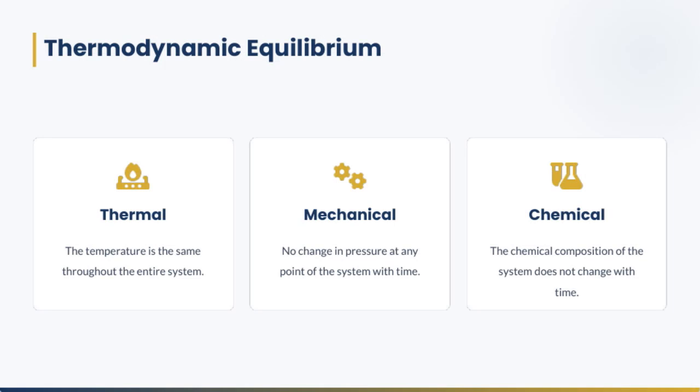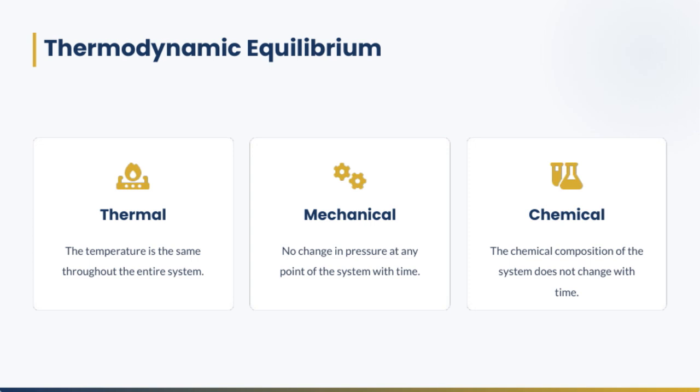Let's talk about thermodynamic equilibrium. At this stage, the chemical composition of the system remains constant over time. That means no new reactions are occurring, and the types and amounts of substances stay the same. Moving on, mechanical equilibrium also implies that the pressure at any point within the system doesn't change with time. This stability is crucial for understanding how systems behave when they're in equilibrium.